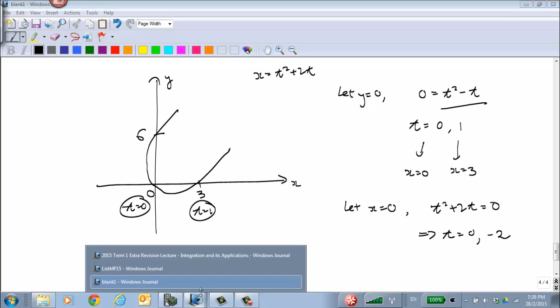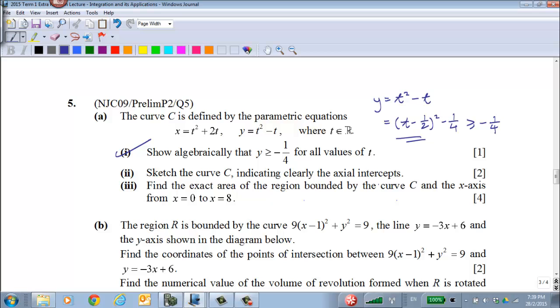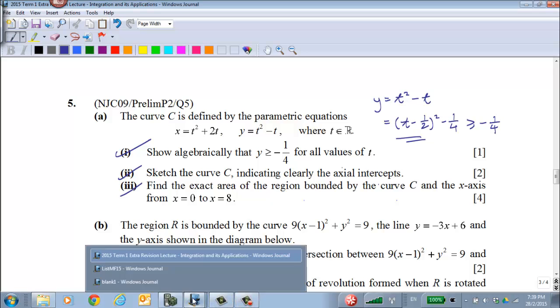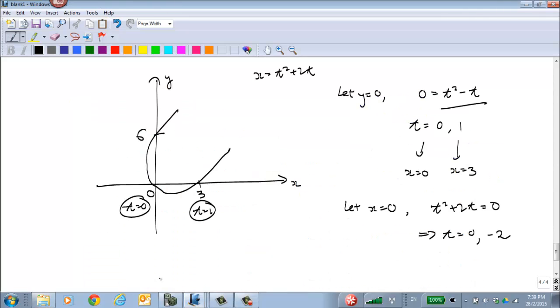So after this is done, what we need to find is the exact area bounded from 0 to 8. So how do we look at from 0 to 8? This is 8. This is the area that we want. So how to do this is that we will start with the integral from 0 to 3 of y dx. And how do we find the area bounded by the curve when the curve is a parametric equation? We will start from y dx, and then later we will carry out integration by substitution. However, because the area is under the x-axis, please put a negative sign to it.